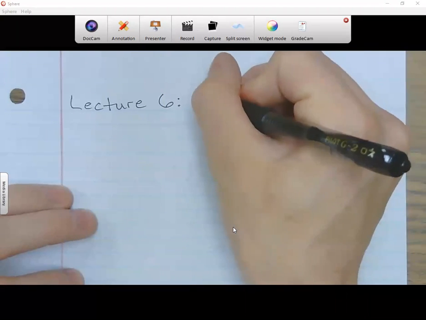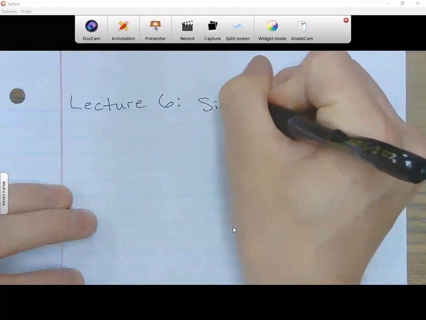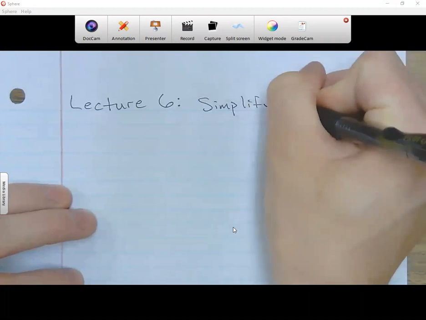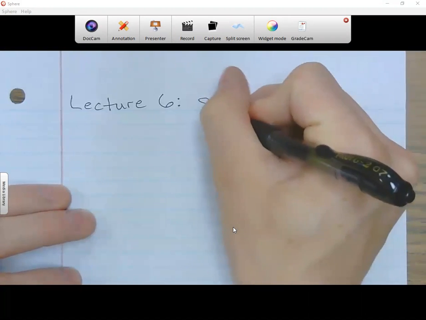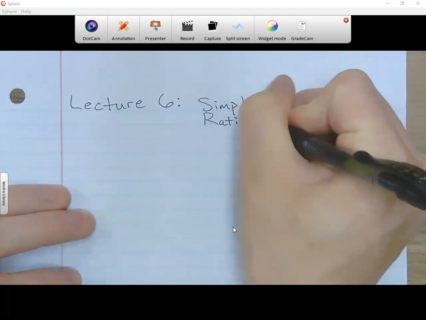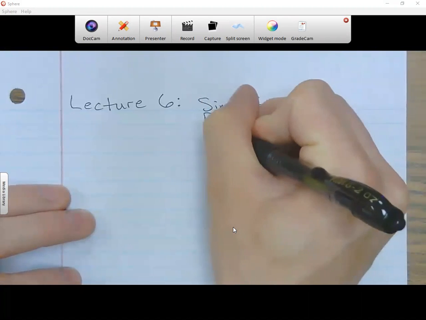All right, lecture 6. This is going to be simplifying rational expressions.